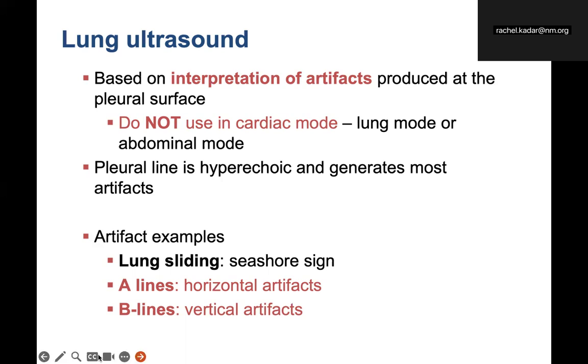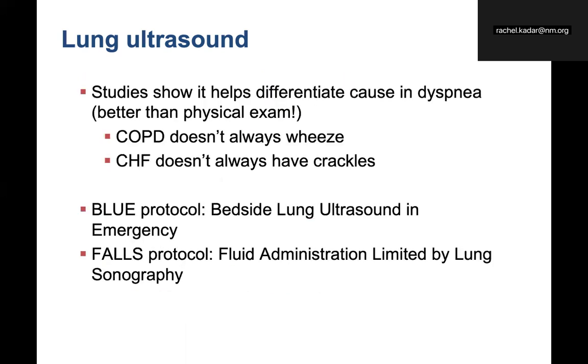Again, artifact examples we're going to talk about are lung sliding, which is the seashore sign or that movement back and forth. The seashore sign is what you'll see on M mode or motion mode if there is lung sliding. We'll talk about A lines, which are going to be horizontal artifacts that we said means the lung is filled with air, and B lines, which are our vertical artifacts that mean that the lung is acting like a solid organ.